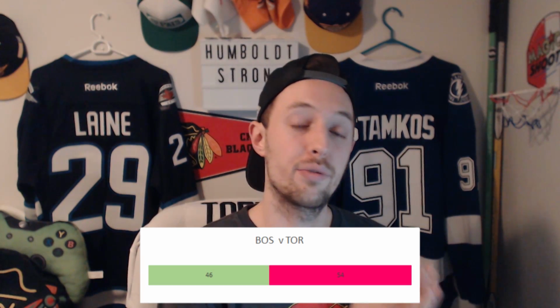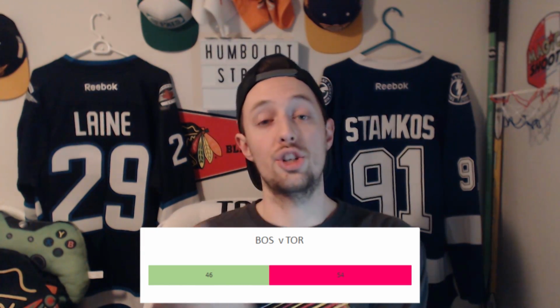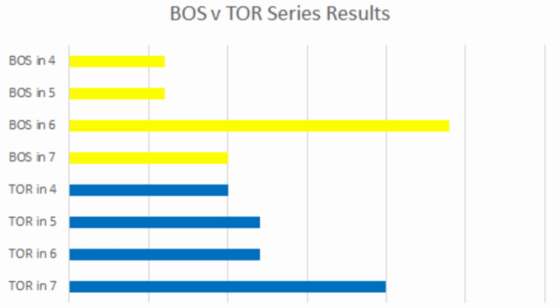But after all 100 simulations, we've got Boston winning 46% of the time to Toronto's 54. When Boston did win, they won it most often in game 6, and when Toronto won it, they won it in a nail-biter, pressure-packed game 7.